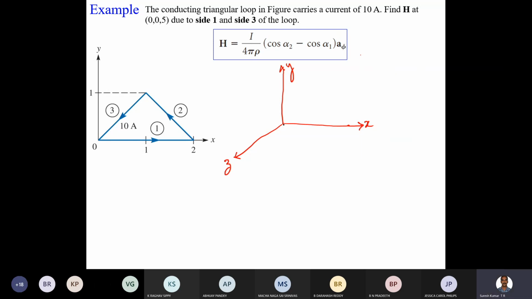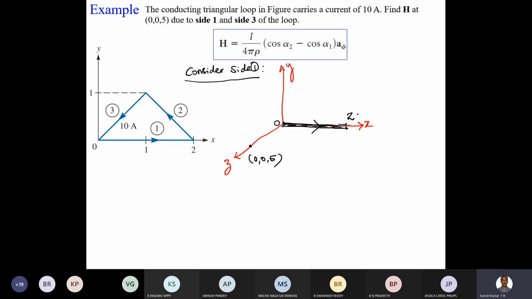We need to consider this segment. First, let us calculate the magnetic field. First, let us consider side 1. So this is side 1, and the observation point is here. It's at 0, x0, y0, and z5. So this is the current carrying element, and the current is flowing in this direction, and this is 0 and this is 2.